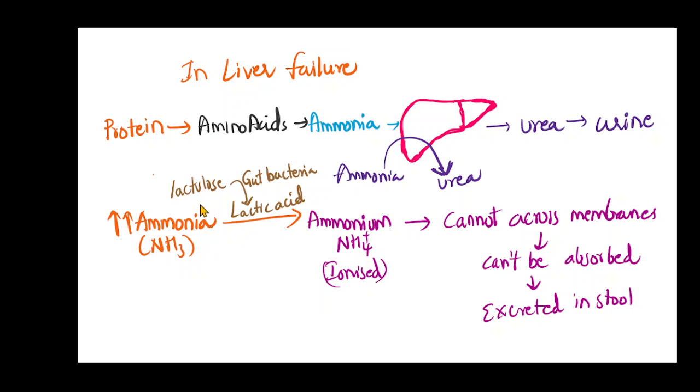What exactly does lactulose do? There is a gut microbiota in the intestine. It converts lactulose to lactic acid. When ammonia is in the presence of lactic acid, it converts to ammonium, which is ionized. So it cannot cross the membrane, so it cannot be absorbed. It is excreted in stool. That is the important role of pH.